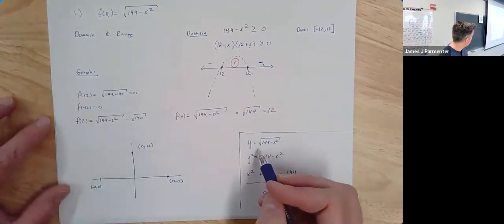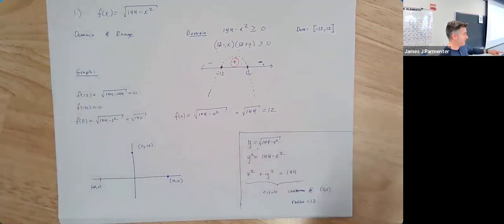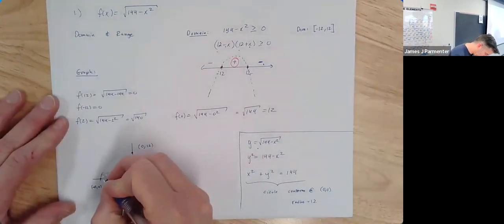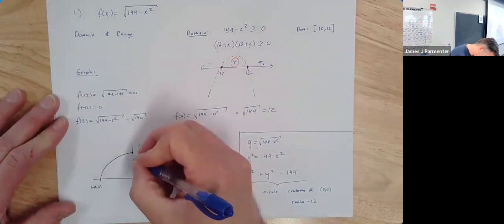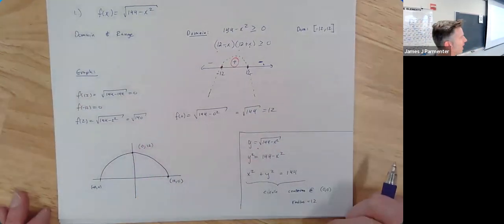So this function here is the top half of that circle, because when you do y equal to the square root, y has to be positive. So we only get the top half instead of the top and the bottom half. So this looks like, I draw it all right. Pretty good. Maybe. Spoke too soon. The top half of the circle.